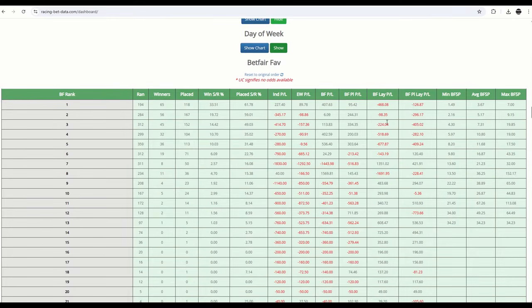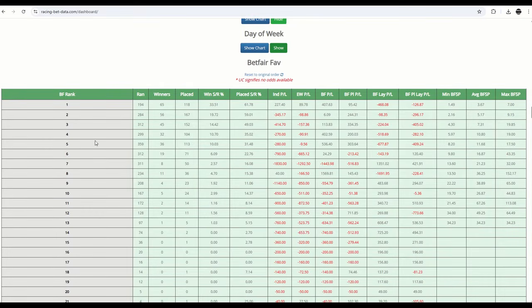And obviously, if you're looking at a lay system, you'd be looking at the Betfair lay, either lay market or the lay place market, and then you'd want a lower strike rate rather than a higher one, because this is the amount of wins you would see in those categories.